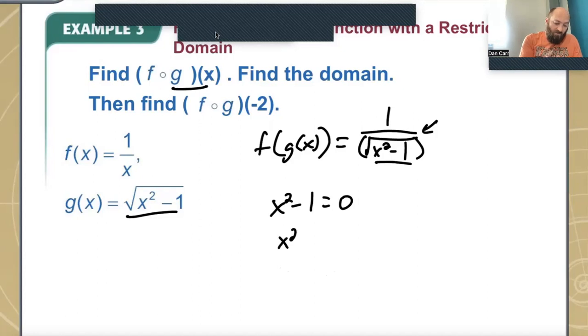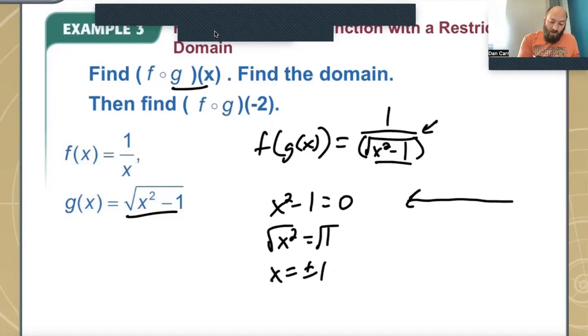So here's what I'm going to do. I'm going to solve this. So x squared is equal to 1, and then I square root, so I get plus or minus 1. This is going to create critical values. So I'm going to model this real quick on a number line. I'm just focusing on this function right now because that's going to be our real test here. I've got -1 and a +1. I'll put 0 in the middle, and then -2, and then a +2.